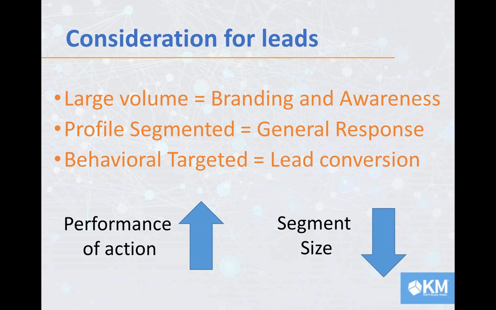But if you want something that's highly converted and highly qualified and has a high degree of action, like you want somebody to pay for something or buy something with money, you generally need to have a smaller segment size. You have to be as precise as you can, especially when the exchange is higher, such as paying money for a lead.